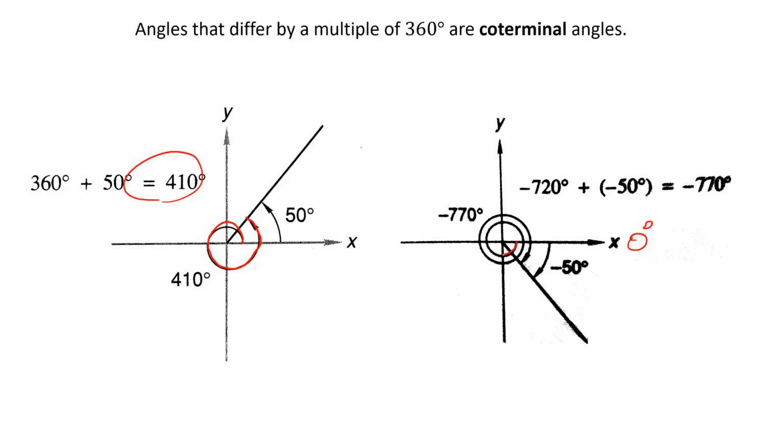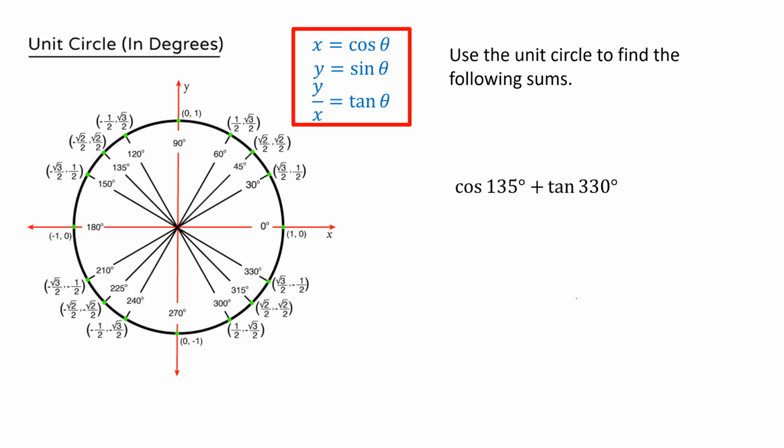All right. If you wanted to go 770 degrees, again, you're going to start at 0 degrees and you're going to go 90, 180, 270, 360, and then you're going to go a whole other 360, which is going to bring you to 720, and then you're going to go 50 more to get to 770, which again, this time is coterminal with 50 degrees. So there are an infinite number of ways to describe how to get to a certain place on the unit circle. We're going to use the unit circle to help us find some sums of trig functions.